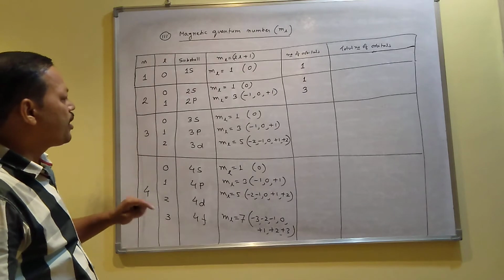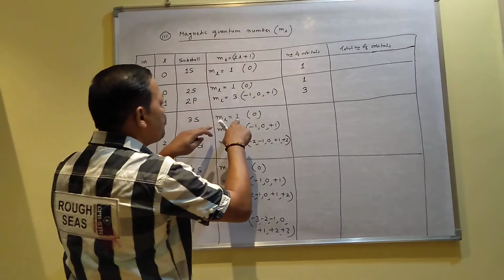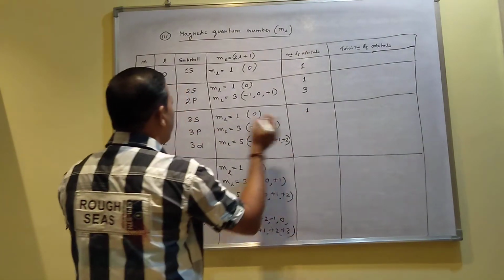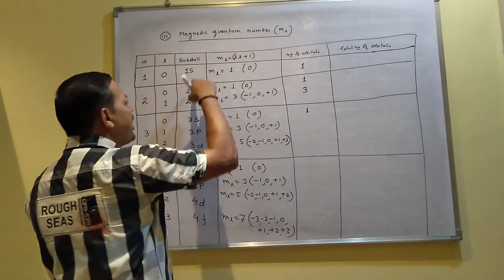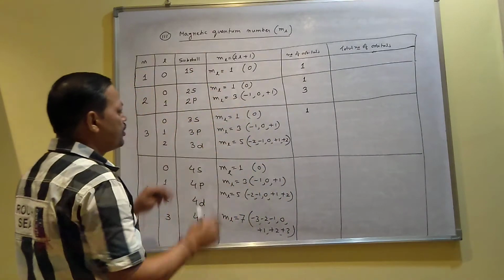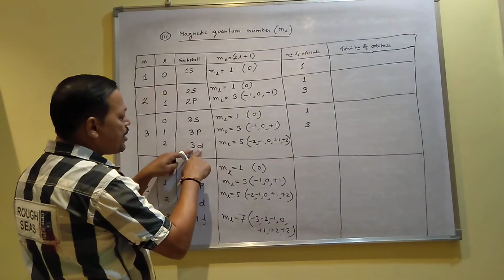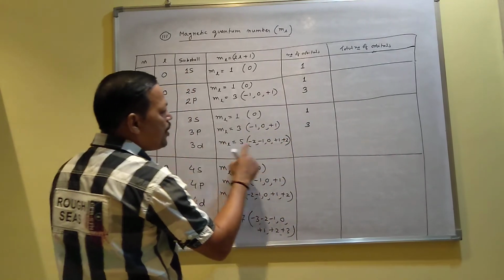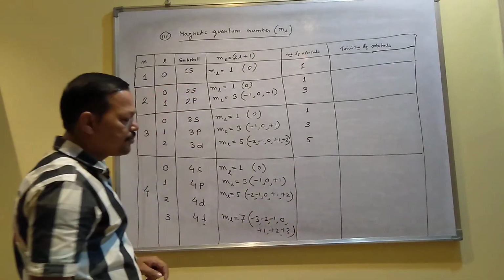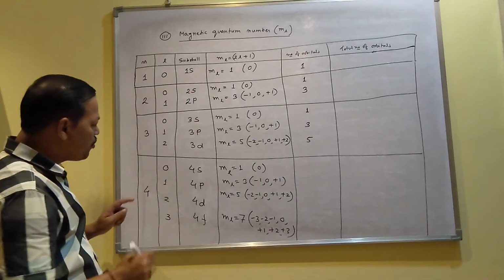In case of the third cell, 3s, the m value you have got is 1. That means 3s contains 1 orbital. Every s contains 1 orbital. This is p. The p subcell contains 3 orbitals. This is the d subcell, 3d. The 3d subcell contains 5 orbitals. Like this.